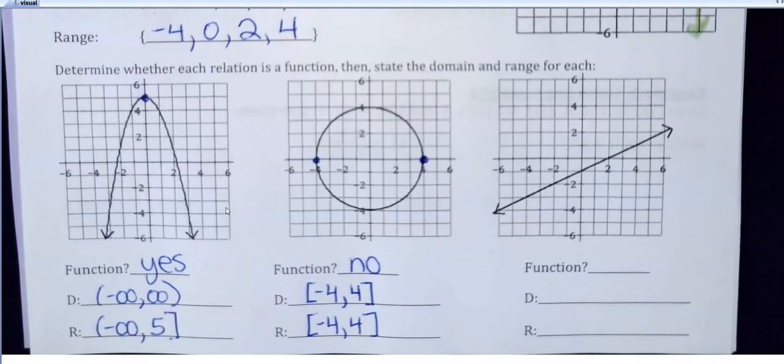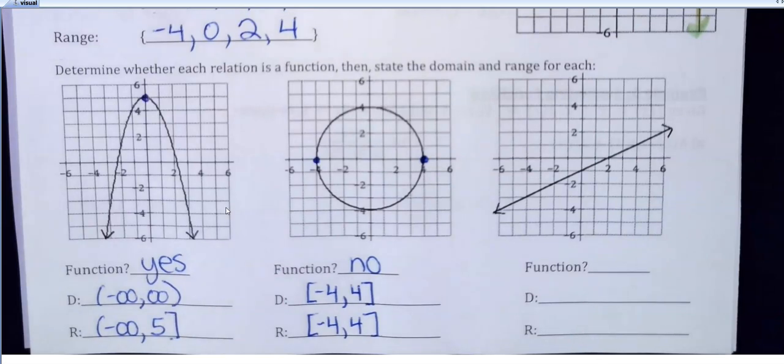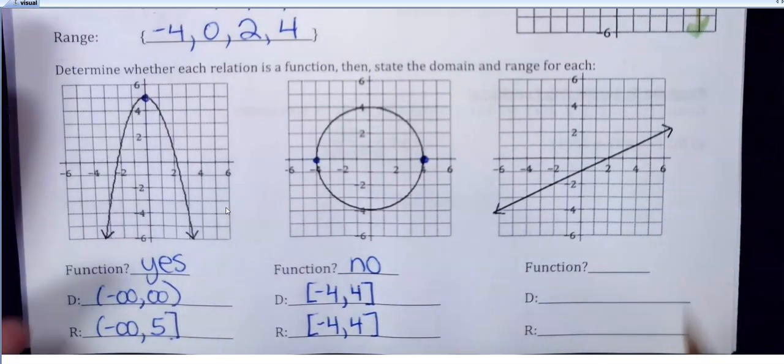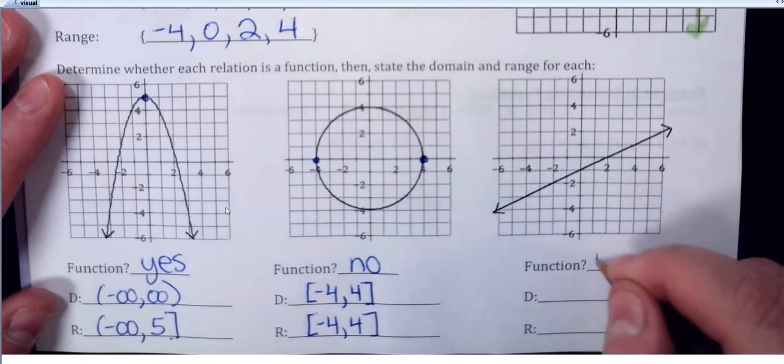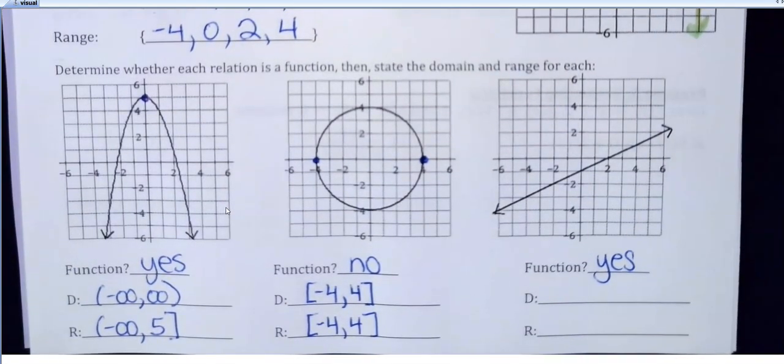All right, now the last one is just a line, right? Would the line be a function? Would it pass the vertical line test? For sure, right? I'm only touching one point as I slide across there. What would you write down for your domain? Left and right.